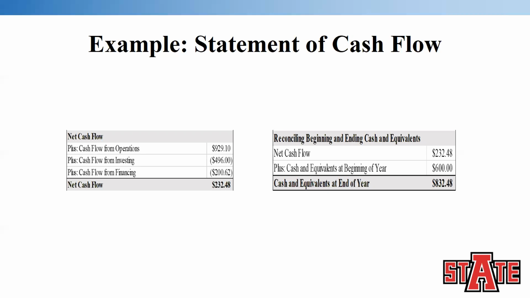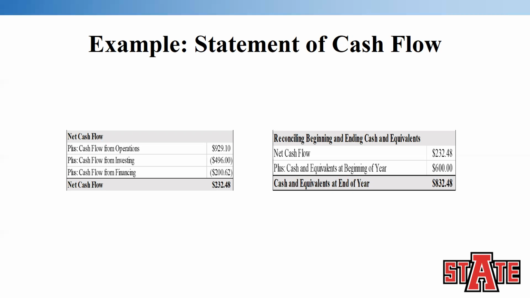So we look at those values in the first panel of the Excel sheet. Cash flow from operations was positive. It's a good number. We did a good job of turning revenues into operating cash flow, 929.10. However, for whatever reason, we also had to invest a lot in assets. And that's why we've got negative 496 there. That's showing us that we had to invest in assets to the amount of $496.